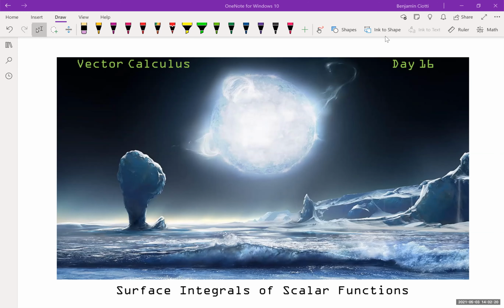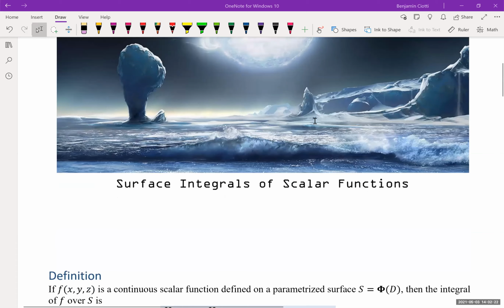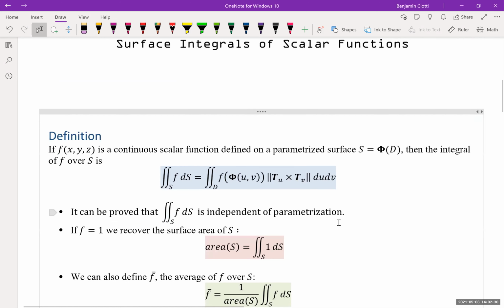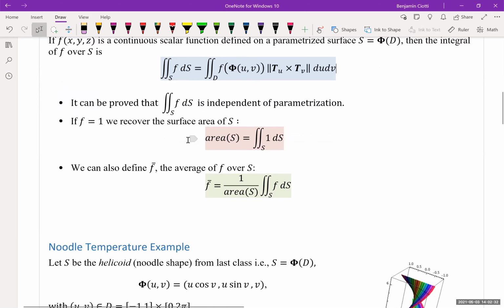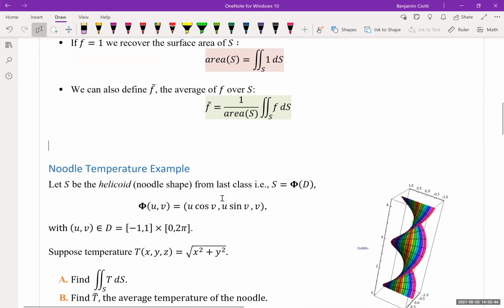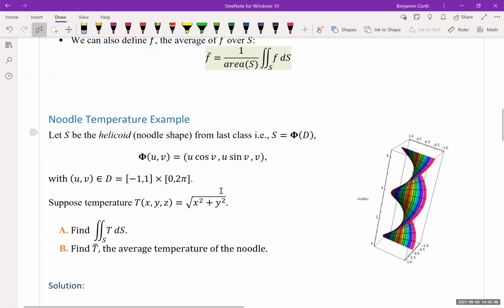And okay, what were those problems? So you already watched the video. You saw I already gave the definition. And I also gave the formula for the average of a function over a surface. So let's apply that to the Sealy noodle, which appeared in a previous lecture, which apparently is also called a helicoid.